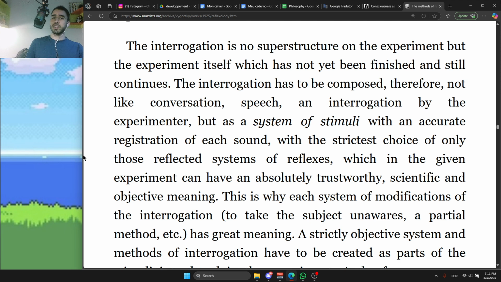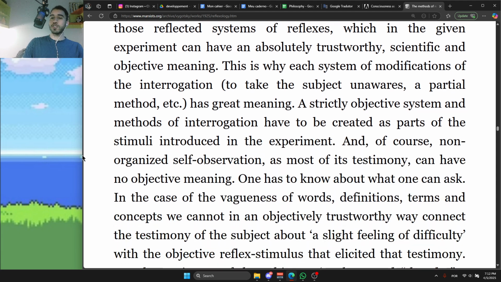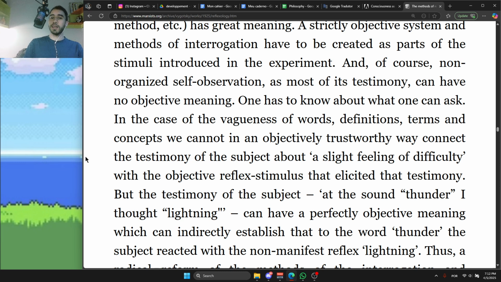The interrogation has to be composed, therefore, not like conversation, speech, and interrogation by the experimenter, but as a system of stimuli with an accurate registration of each sound, with the strictest choice of only those reflected systems of reflexes, which in the given experiment can have an absolutely trustworthy, scientific, and objective meaning. This is why each system of modifications of the interrogation, to take the subject's awareness, a partial method, etc., has great meaning. A strictly objective system and methods of interrogation have to be created as part of the stimuli introduced in the experiment. And of course, non-organized self-observation, as most of its testimony, can have no objective meaning.